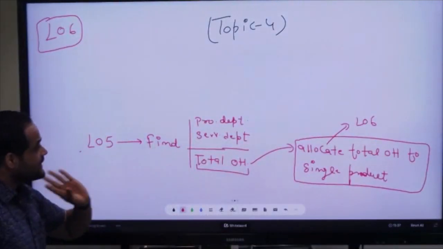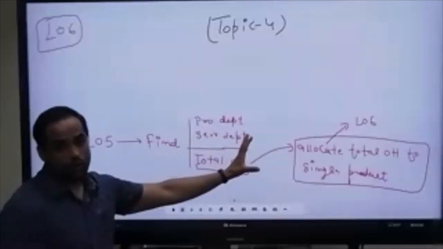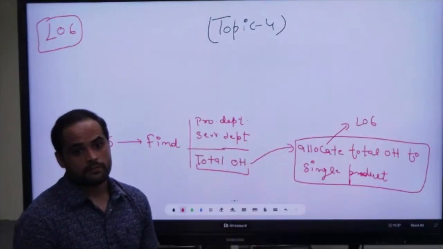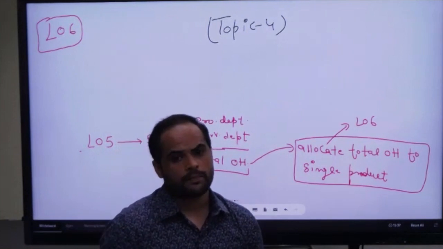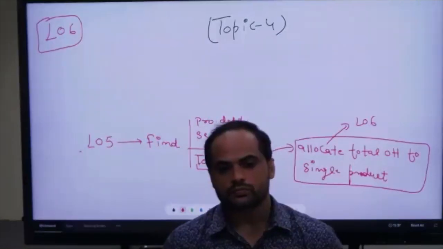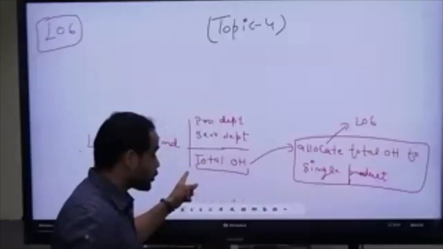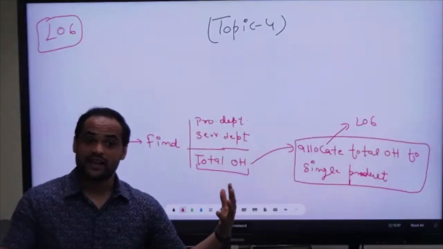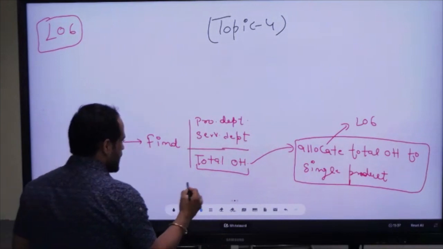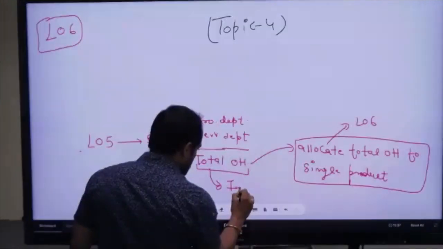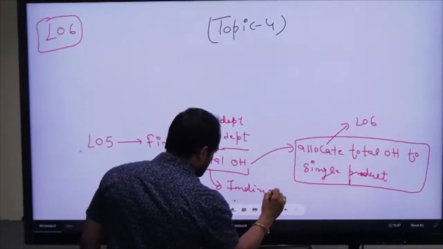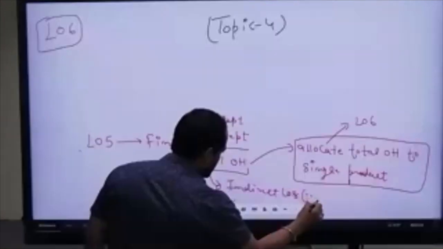Okay, so this is the idea for learning outcome 6, right? So allocation of indirect cost. Total indirect cost means indirect manufacturing cost.